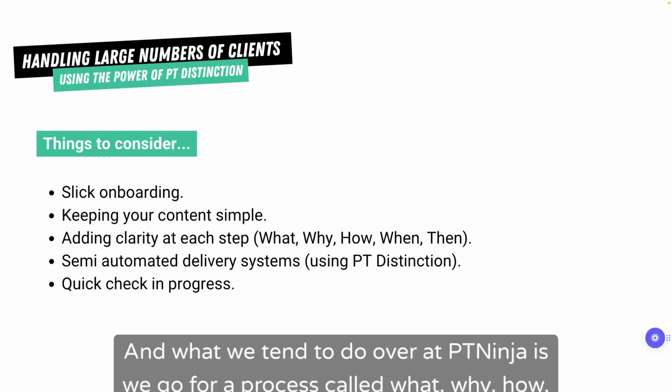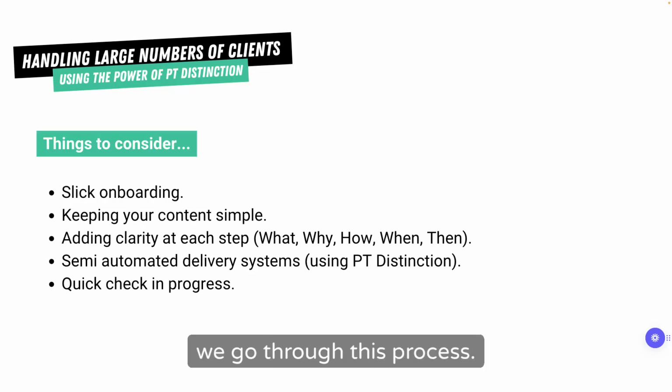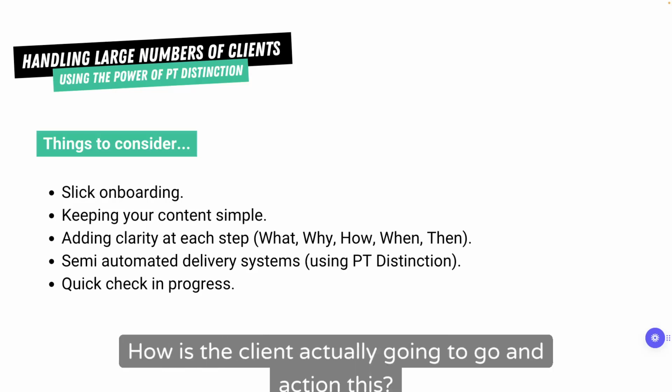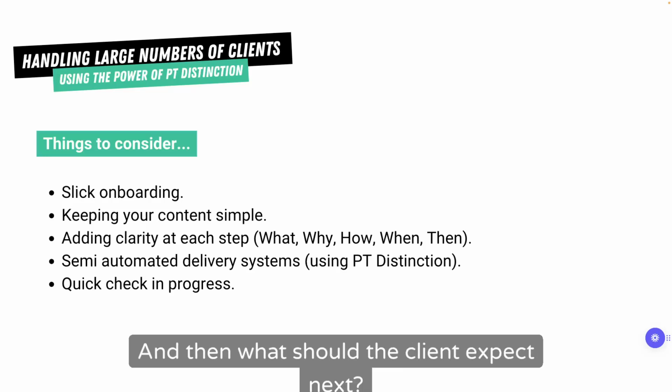And what we tend to do over at PT Ninja is we go through a process called what, why, how, when, and then. So every piece of content that we receive from our Done For You members and we put into a program, we go through this process. We ask, what is it? Why is it important to the client? How is the client actually going to go and action this? When should the client action it? And then what should the client expect next?